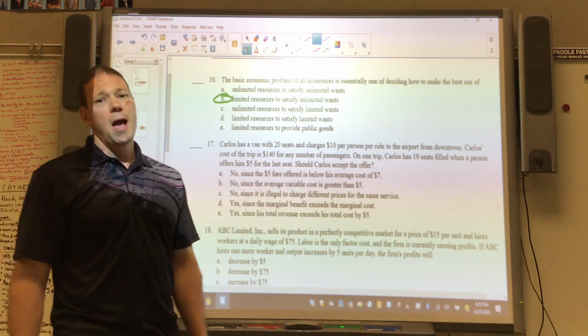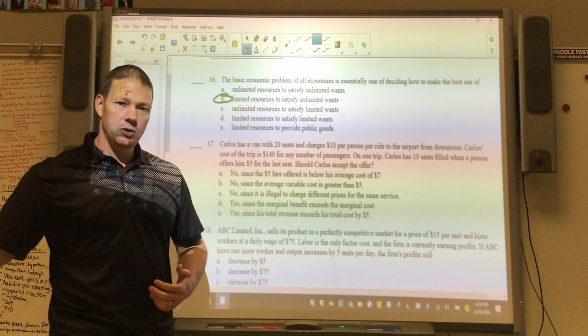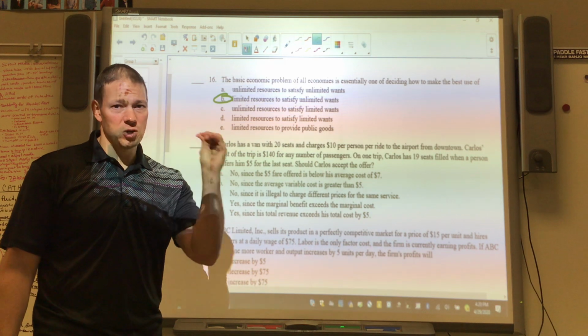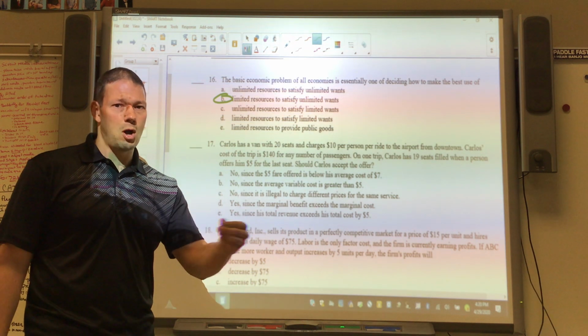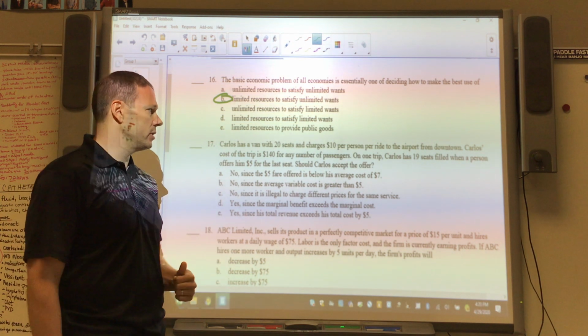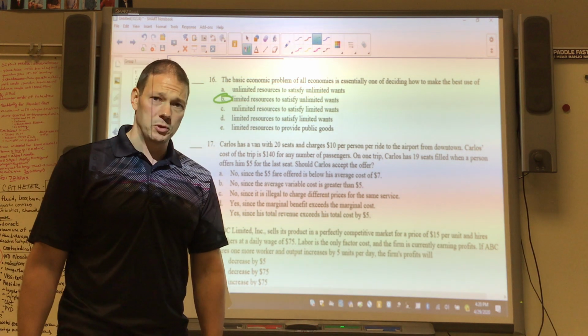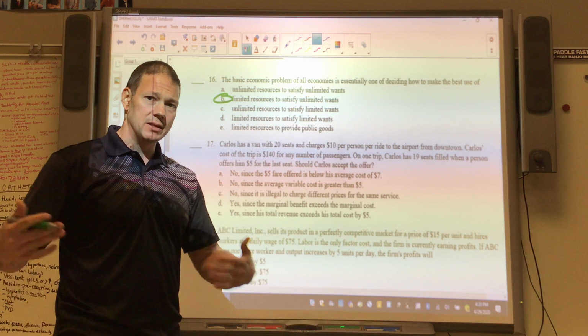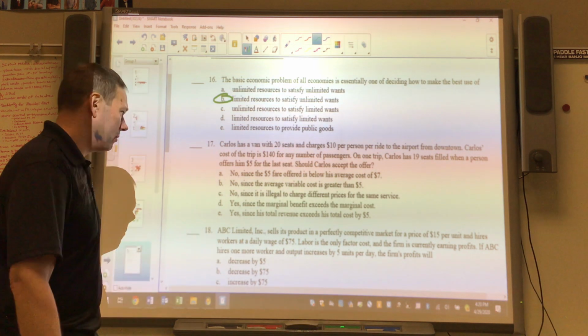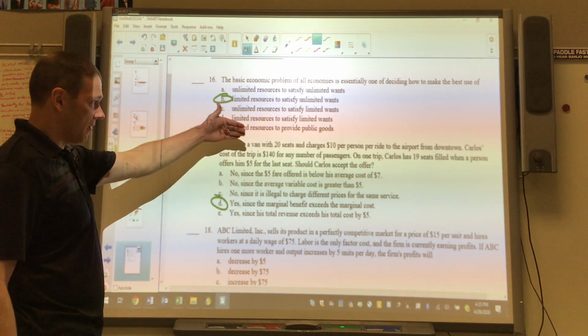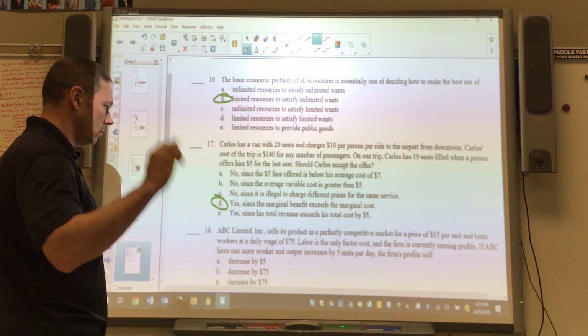Well, here's the question. How much is it going to cost him to add that additional passenger? Nothing. He's already making the trip. He's already paying the $140. The additional cost is nothing, right? So there's no additional cost to that. He's being offered $5. So between getting nothing or getting something, for something that costs nothing, you'd rather get something. So the best answer here is D. The marginal benefit, the $5, exceeds the marginal cost, which is 0.